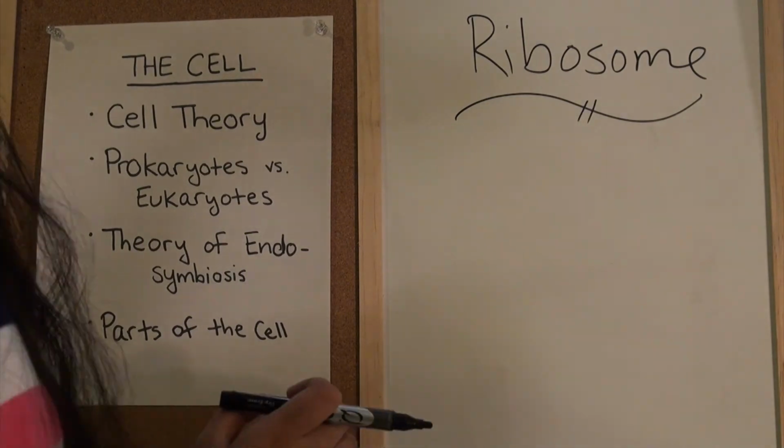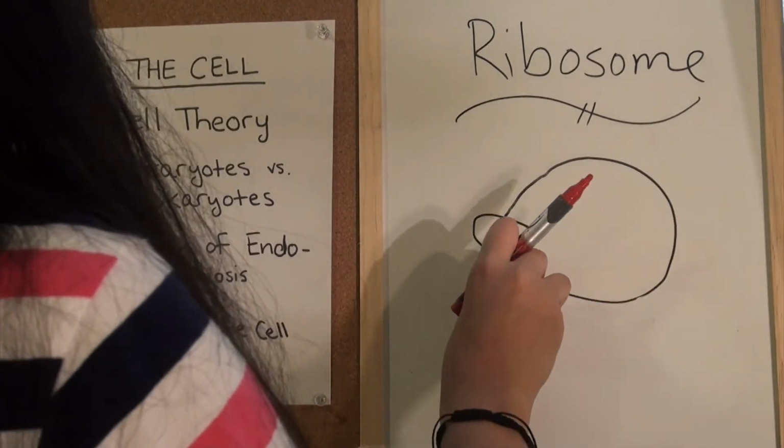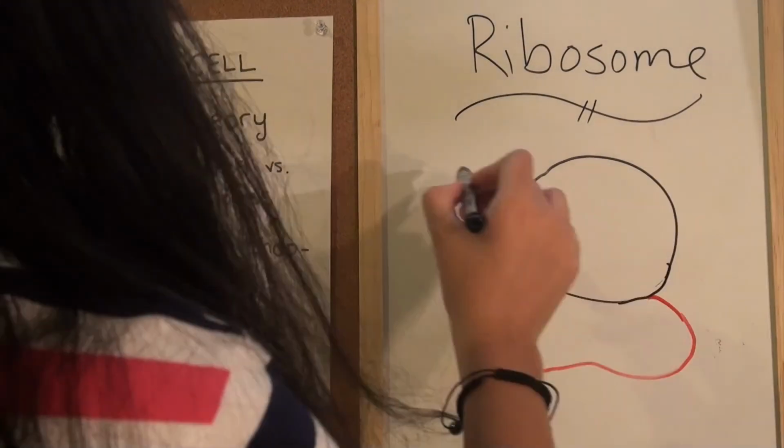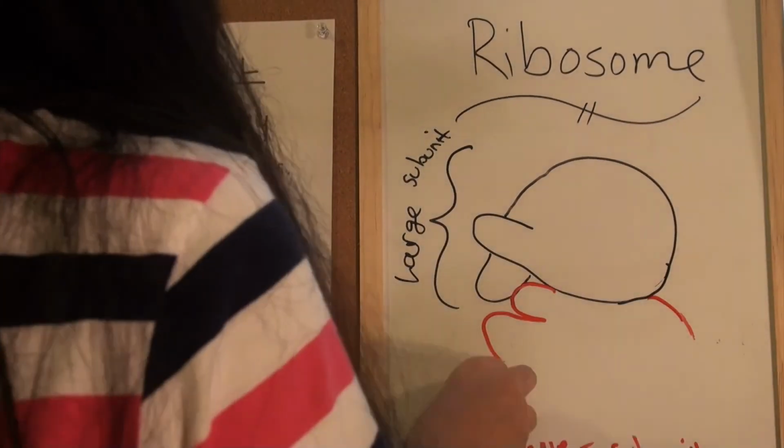Then we move on to the ribosome, which can either be found free-floating within the cell or connected to the endoplasmic reticulum. It is the site of protein synthesis, which is extremely important. The ribosome is made up of ribosomal RNA and other proteins.